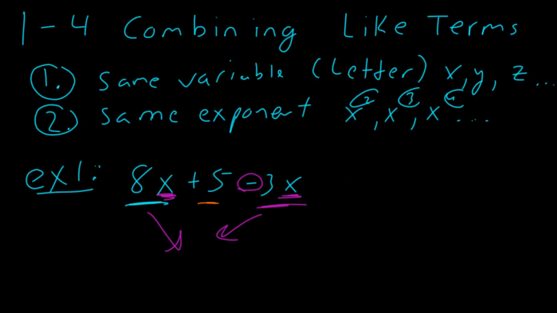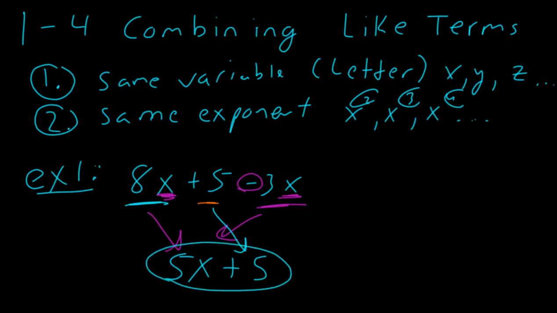Now notice one thing, that is a negative, so we'll be taking away. And so of course we have 8 minus 3x, which is 5x. And of course that is untouched, plus 5. And there's our very first example. Okay, let's move on to example 2.